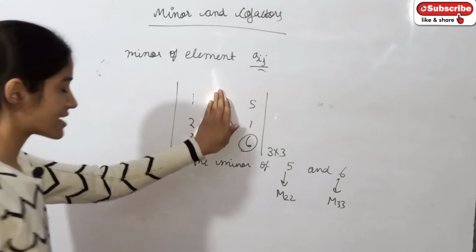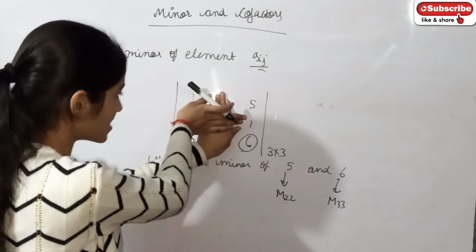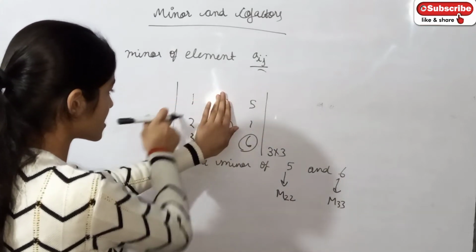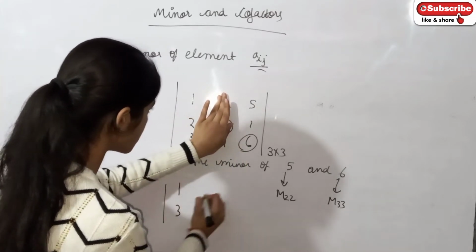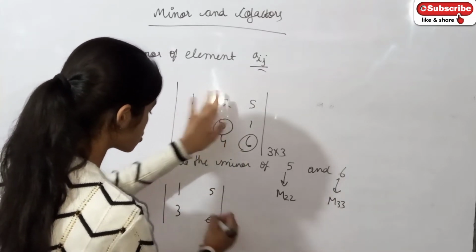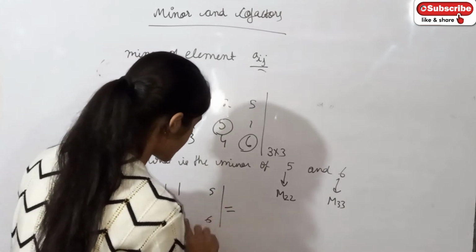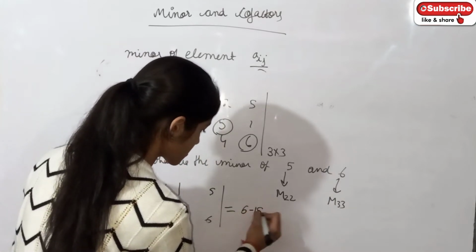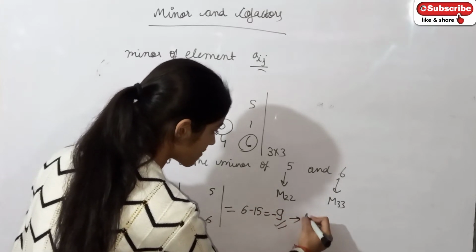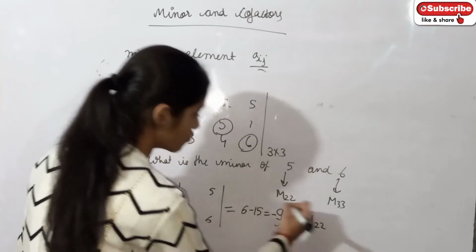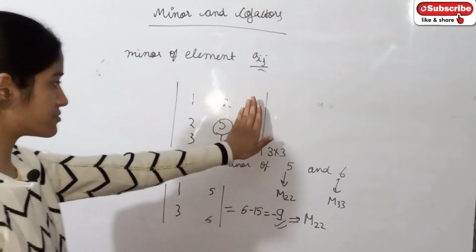By deleting that ith row and jth column we obtain a matrix. 6 ones are 6 and 5 threes are 15. We obtain the matrix 1, 3; 5, 6. Solving it, 6 ones are 6, 5 threes are 15, we get 6 minus 15, which is minus 9. This is the minor M22.